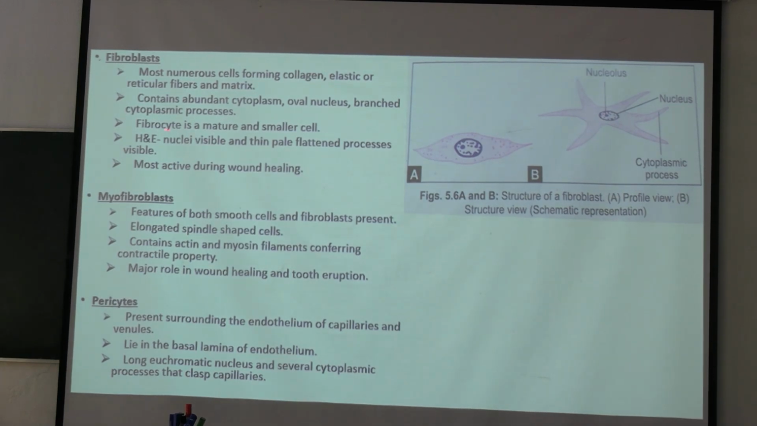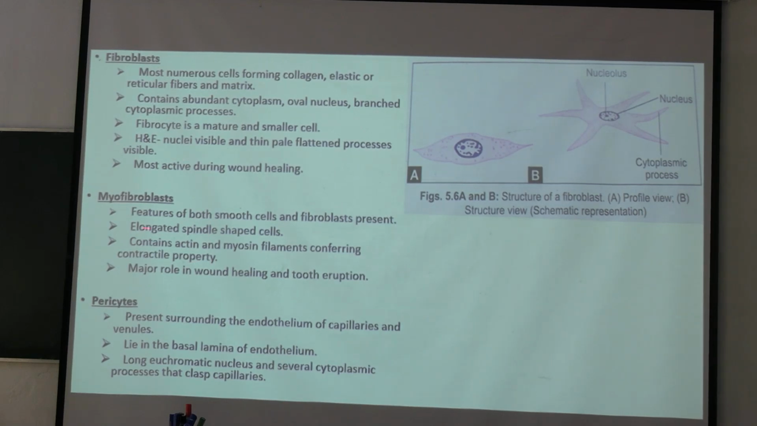And fibrocyte is a mature and smaller cell. We have seen in the previous picture, when fibroblasts get mature, they will develop into fibrocyte. In HE staining, the nucleus is visible, and thin, pale, flattened processes are visible. It is most active during wound healing. Fibroblast helps in wound healing.